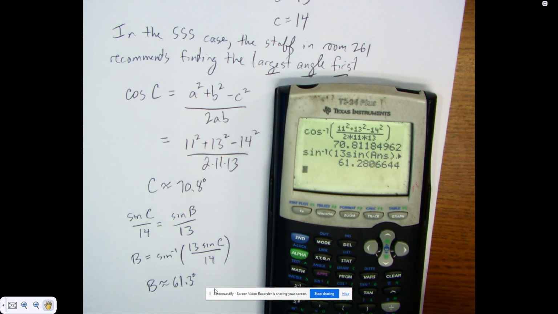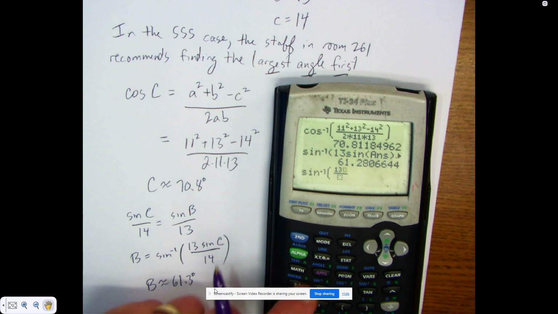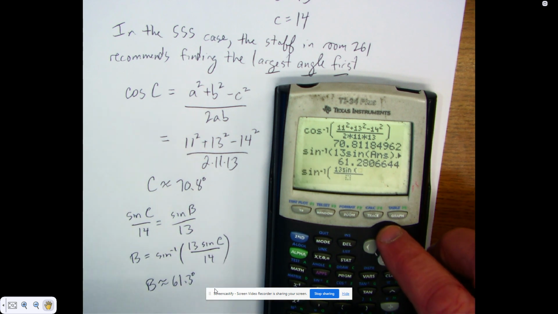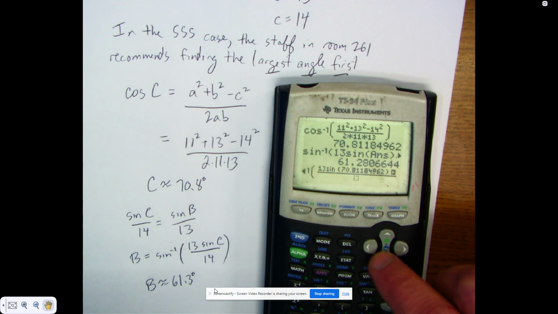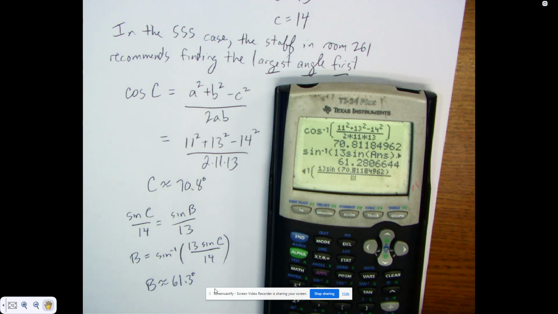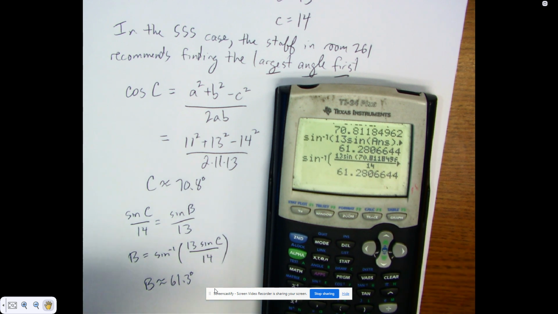Let me do that again just so you can see it a little better. We could have used the fraction bar. You'd see it better on your screen. It was 13 sine of C, which was this number here, and then divided by 14. And so again, you get this 61.3 number.